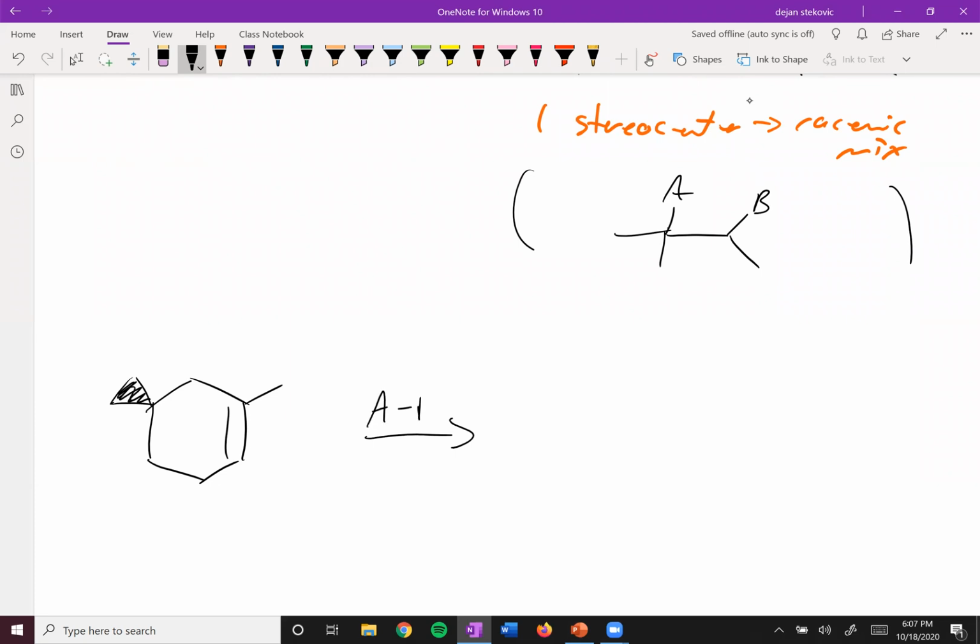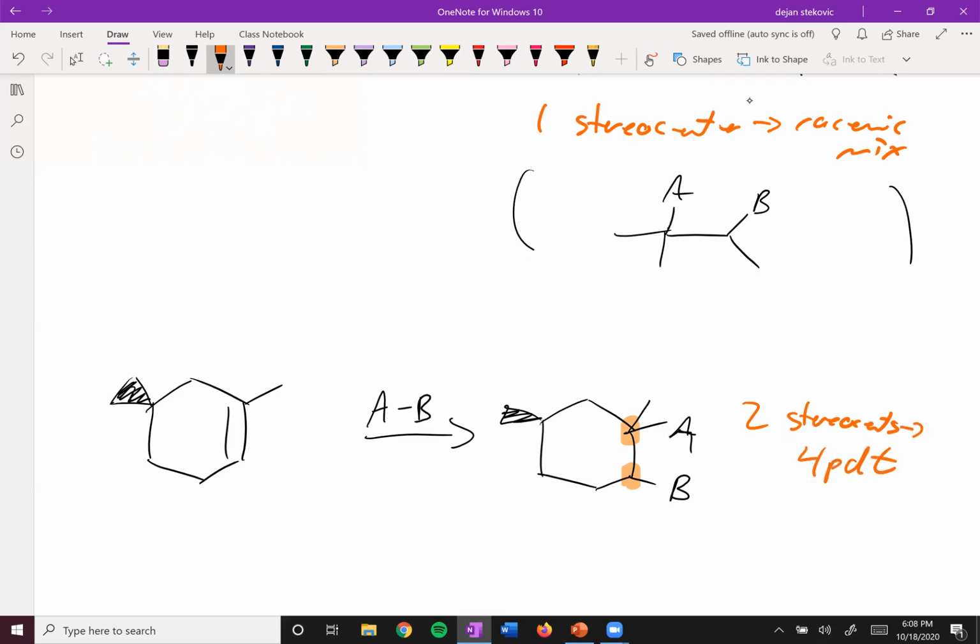Here, where we add A and B across here, we now install two stereocenters into our complex, right? Assuming B is not a hydrogen. And so whenever we have two stereocenters, we're going to have up to 4 products, right? Maybe not 4 products, but up to 4 products, because we have 2 to the 2, which is equal to 4.